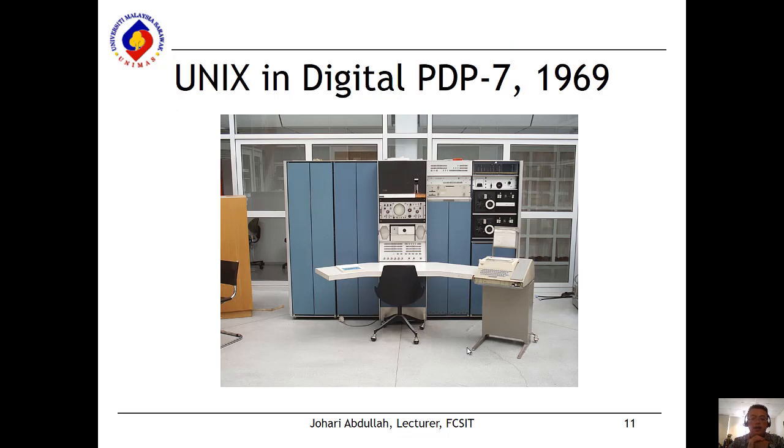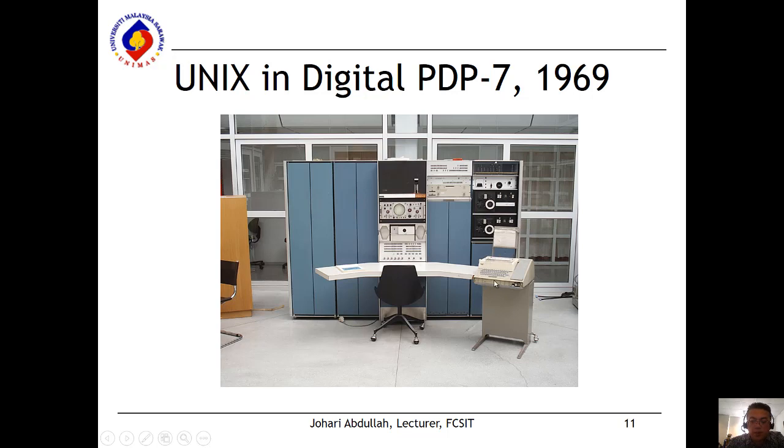Now this is one example, 1969, many years ago, one of the systems that ran Unix called PDP-7. It's huge. Probably your Casio FX calculator is more powerful than this. You can see that it has an oscilloscope actually.